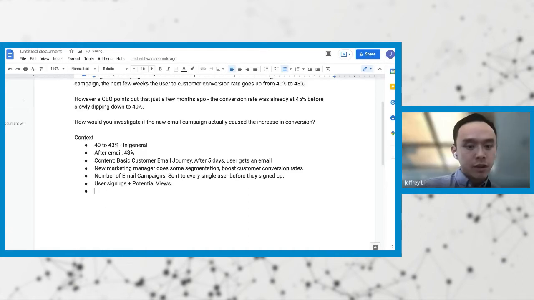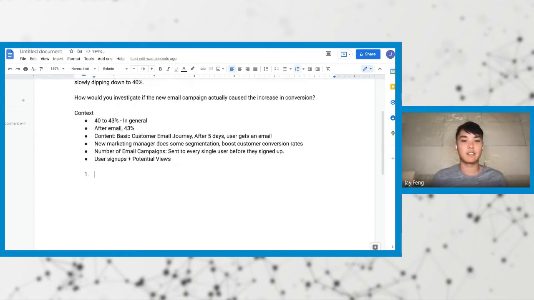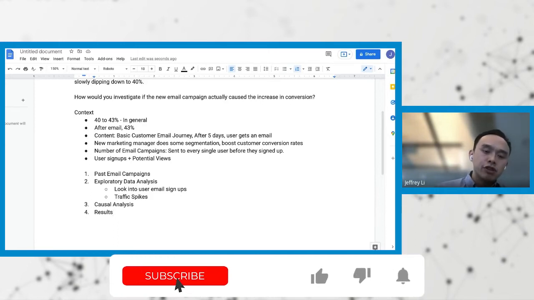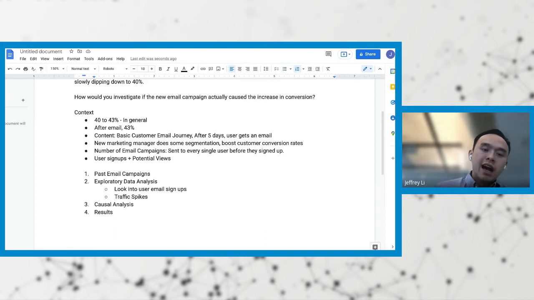Okay. Do you mind if I take 30 seconds? I'm going to give you a quick structure and then we can dive in. Yeah, sounds good. Okay, so the first thing I would want to analyze is past email campaigns. I just want to look directionally at past similar email campaigns. What was the directional impact on conversion? That's the first thing I'd be curious about, just to understand how well past email campaigns have performed.